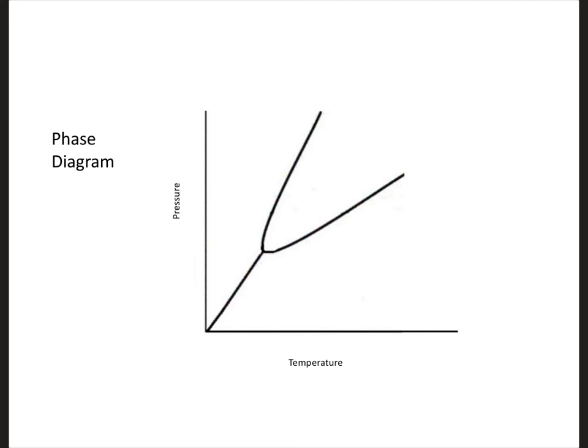So we can use a phase diagram to describe any material. We just talked about water, what happens when you get water to go from a solid to a liquid to a gas. Any substance has some transition between a solid, liquid, and a gas. The transitions, generally speaking, are going to depend upon the pressure and the temperature.